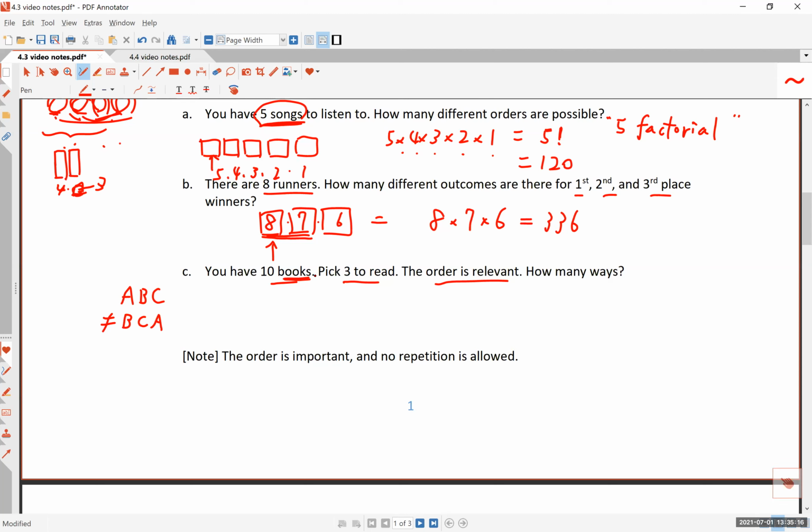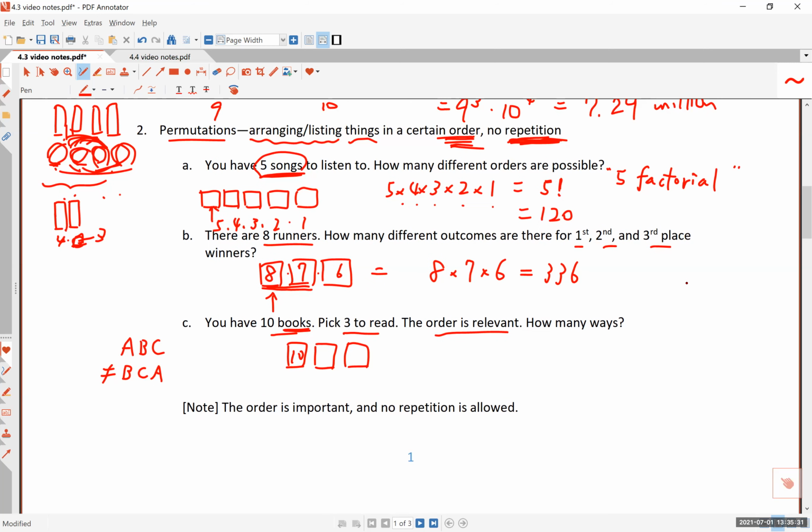So in this case, you are picking 3 books. You have 10 choices for the first, but once you have finished that one book, we are not going to read that book again because we are making a reading list.